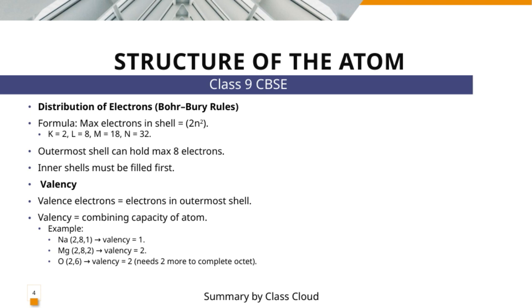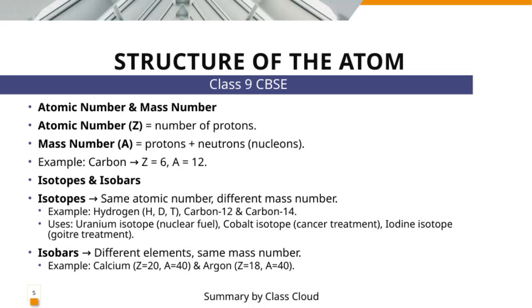Understanding these concepts helps us grasp how atoms bond and interact, which is fundamental to the overall structure of the atom and our study of chemistry. Now let's look at what we mean by atomic number and mass number. The atomic number, which we denote as Z, is simply the number of protons in an atom's nucleus. It's what makes each element unique.